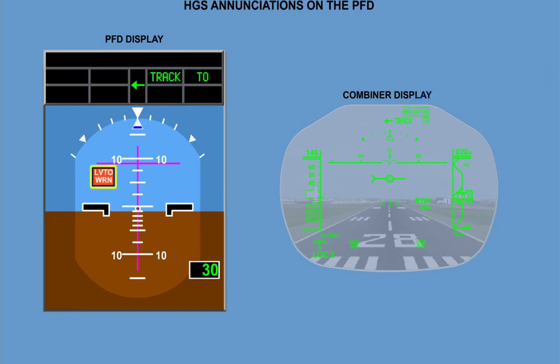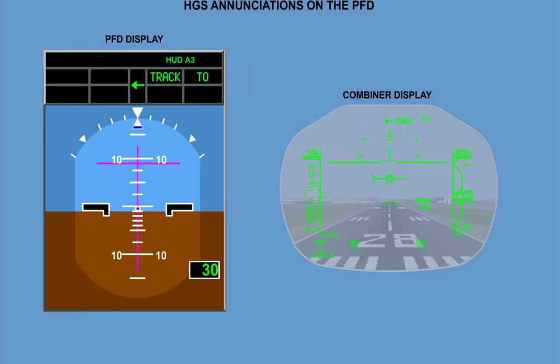LVTO warning. The low visibility takeoff operations warning is shown in red LVTO warning letters on the upper left corner of the PFD. In the combiner, LVTO warning will be blinking in the middle of the combiner display. HUD A3 armed. HUD A3 in white on PFD indicates that HUD A3 guidance function is armed. In the combiner, HUD A3 will be shown at the left top corner of the combiner display.